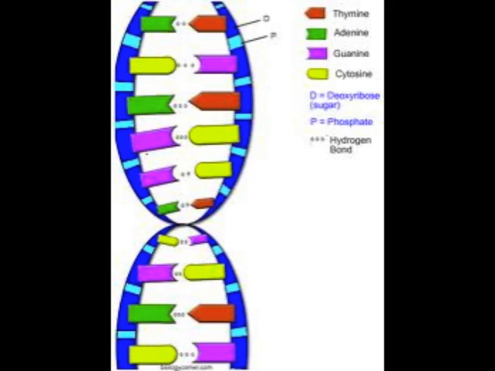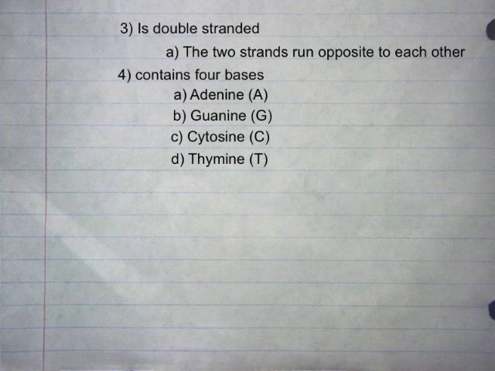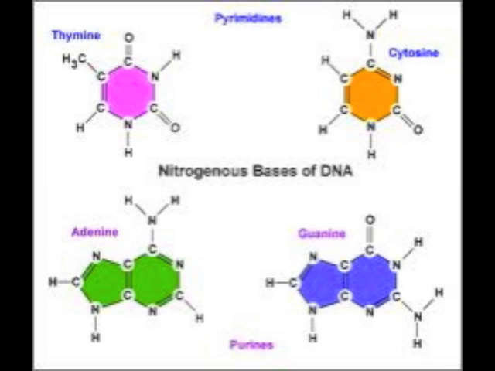The 2 strands of DNA run opposite to each other with their matching base pairs. This allows us to make sure that there is a maximum amount of information carried. It contains 4 bases: adenine, which we represent with an A, guanine, which we represent with a G, cytosine, which we represent with a C, and thymine, which we represent with a T. These are the 4 base pairs. You notice that they are very different in sizes.